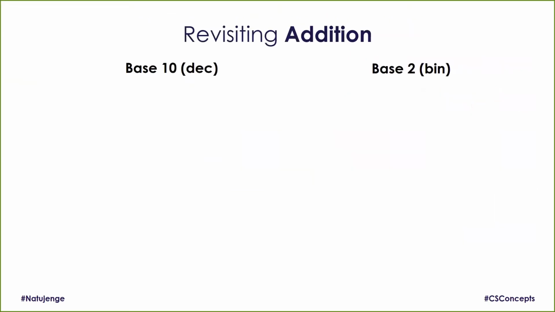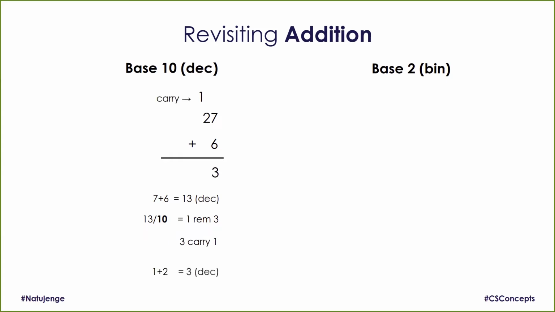So let's revisit addition. We said that 27 plus 6, you already know, is 33, but let's see how that works out. So we take 7 plus 6, 13. 13 divided by 10, you get 1, which is the 10, remainder 3. So we write the 3 and we carry 1. The 1 that we've carried together with the 2 that is on the second place value gives us a 3, and we write a 3, we get 33.